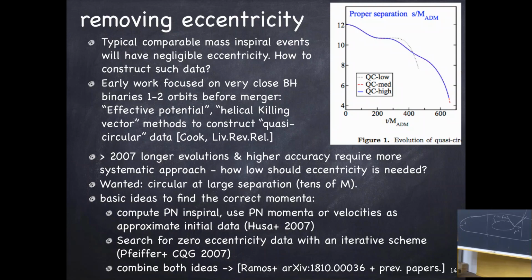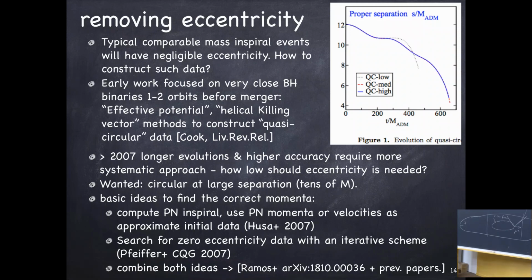That would be a smart idea to do. But the post-Newtonian isn't that accurate. So what I will get now is, I start here, I use my post-Newtonian momenta, and then my separation as a function of time is kind of wiggly, because there's still some eccentricity. They are not circular, they're eccentric. All right? So now I have to find some better ways of doing that.